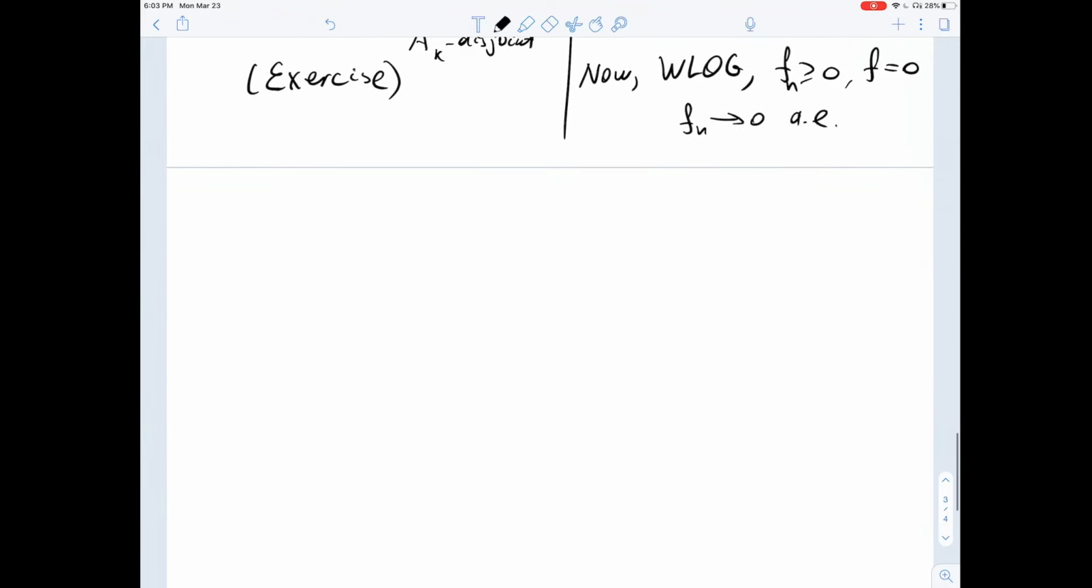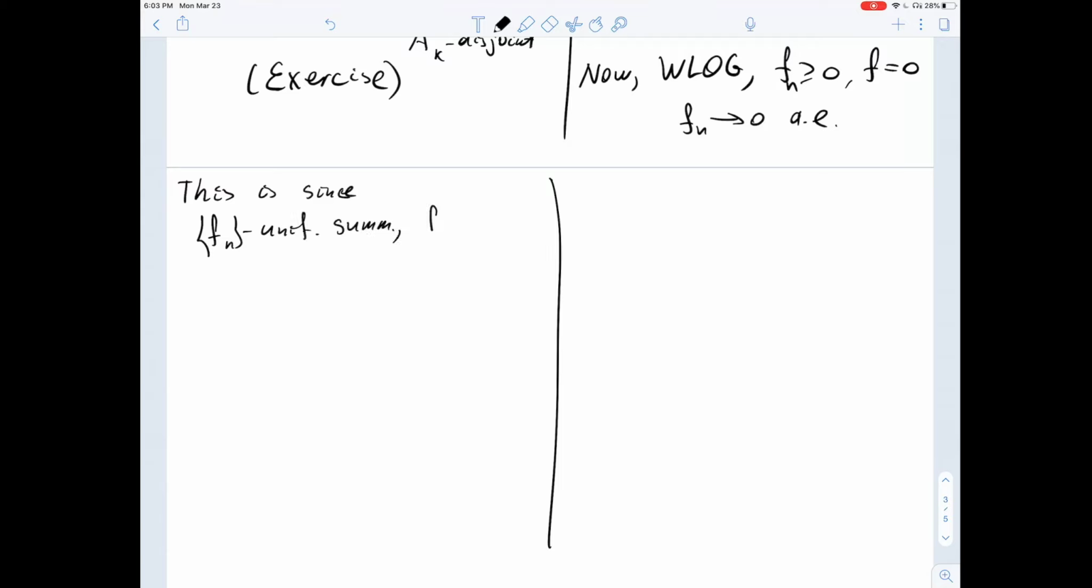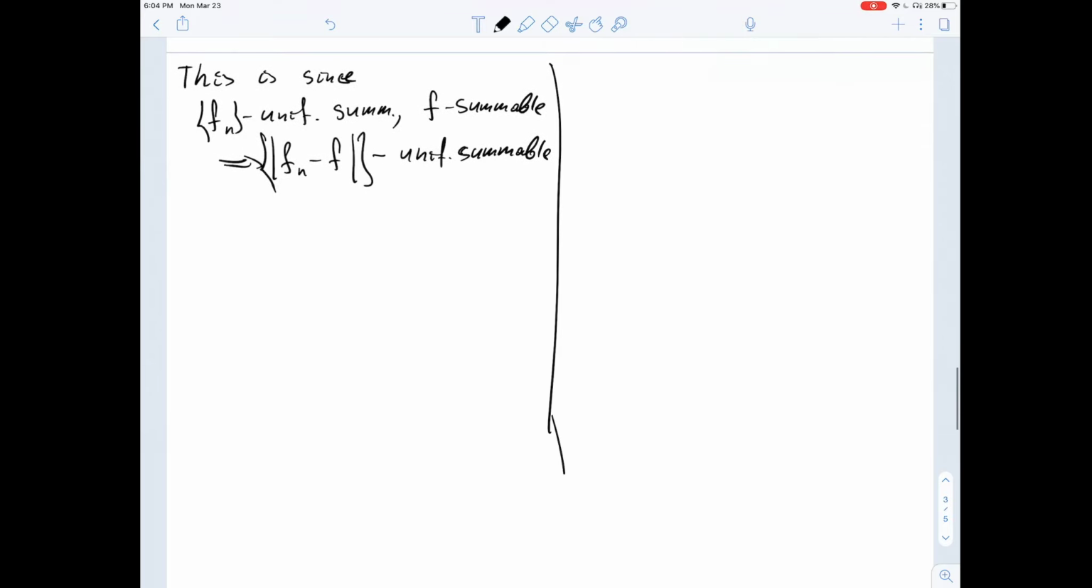So this is because fn's are uniformly summable, and f summable implies fn minus f, even with the absolute value, is uniformly summable. This I'll also leave as an exercise, but that's a trivial exercise. Alright, so we'll finish this proof and call it a day.